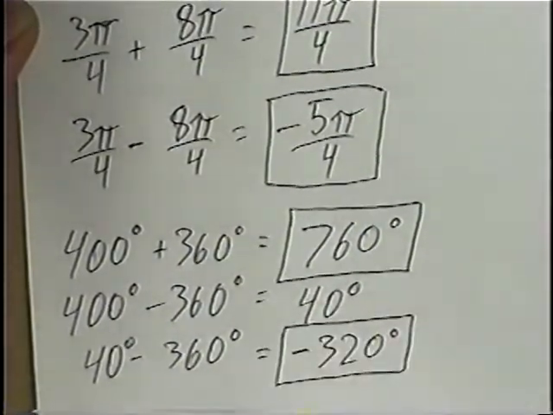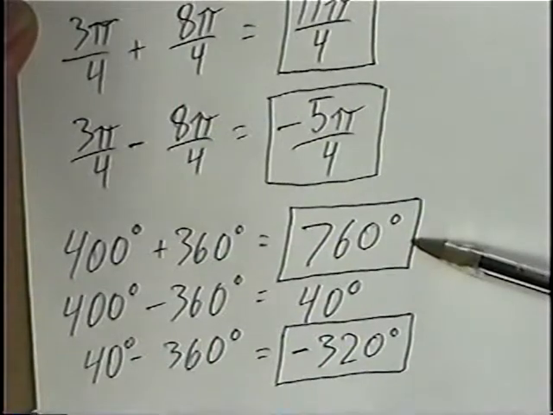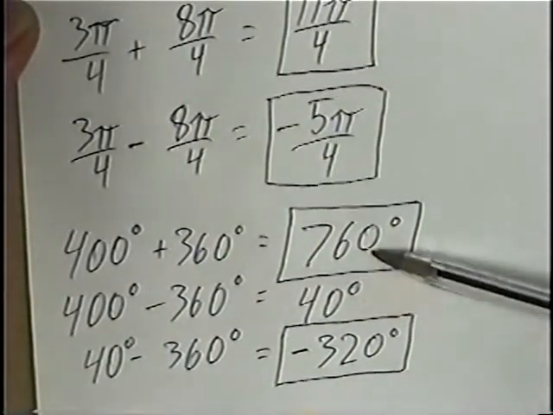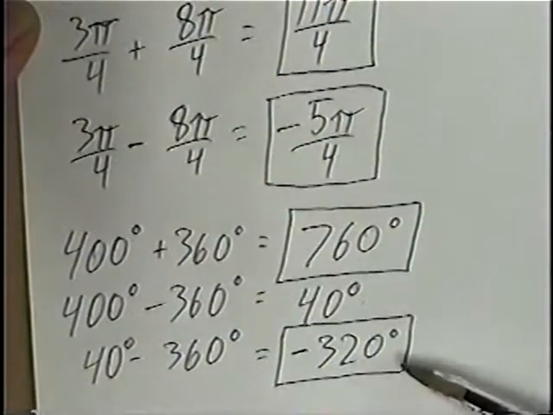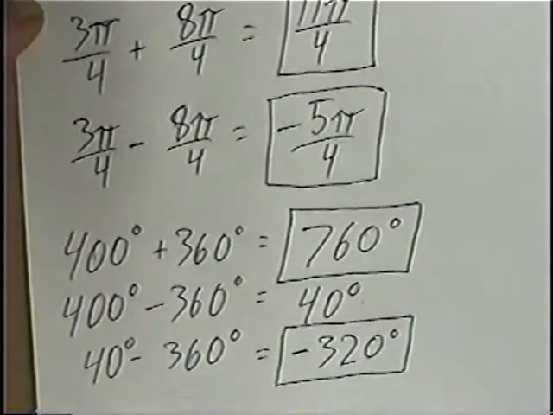So a positive coterminal angle would be 760 degrees. We could also use 40 degrees as a positive coterminal angle, and the negative coterminal angle would be negative 320.